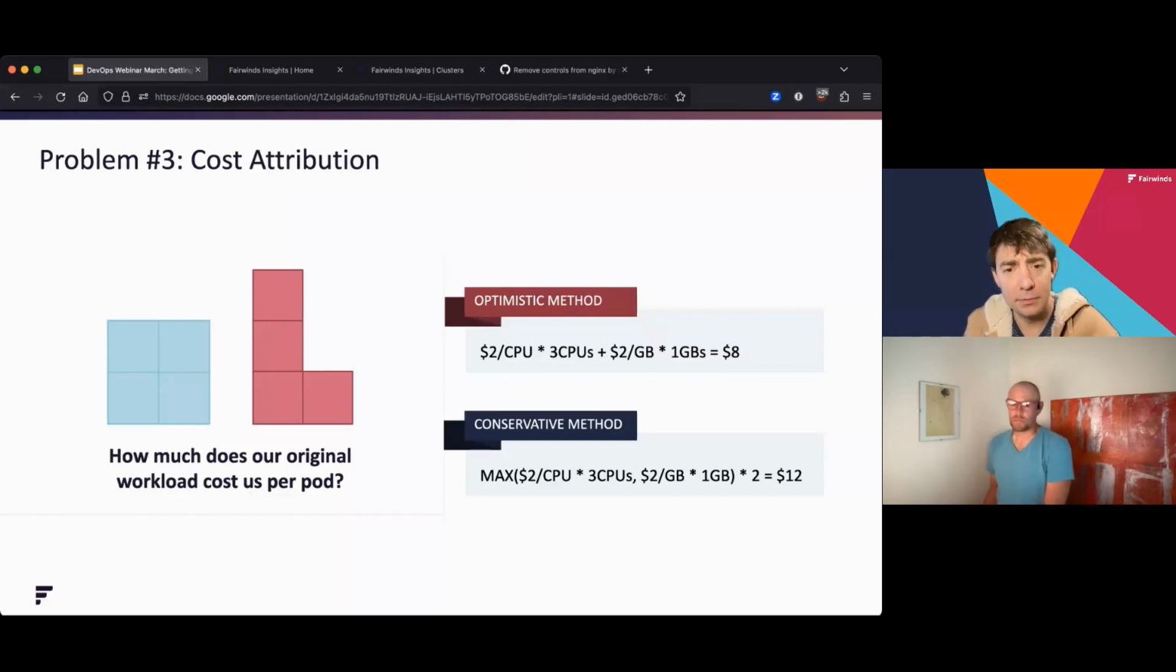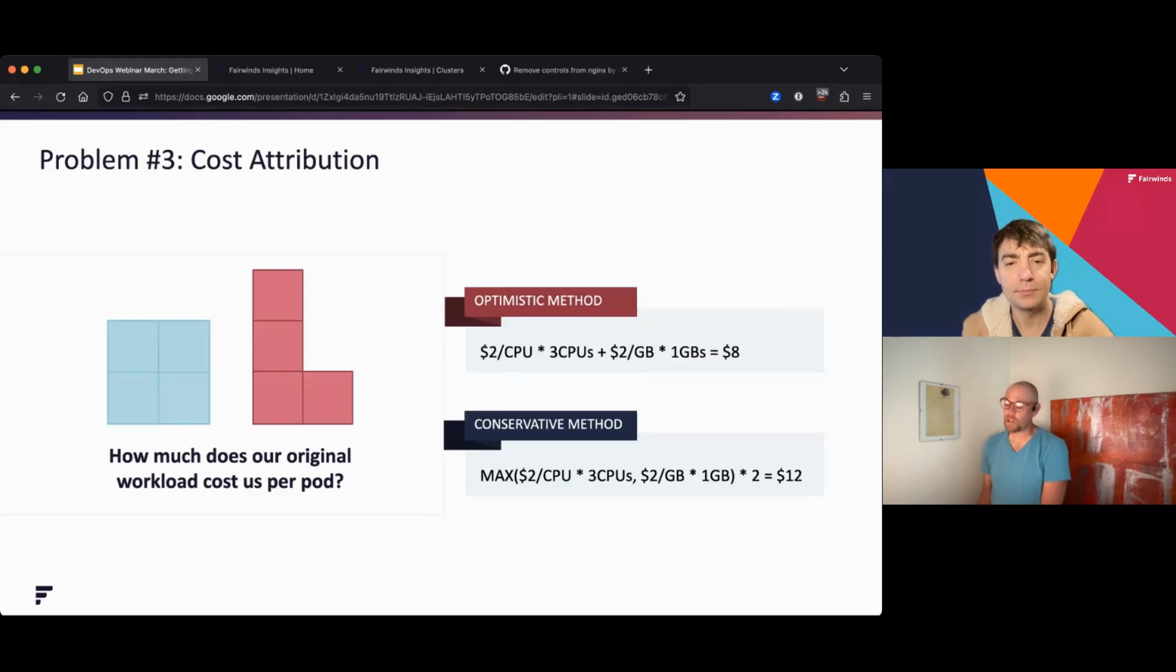The conservative method, go ahead. Explain the conservative, then I'll ask my question. Cool. So the conservative method doesn't assume that you're going to get efficient bin packing. It assumes there's going to be some waste when you have a very asymmetrical workload, so it penalizes asymmetrical workloads. In this example, we have a workload with 3 CPUs and only 1 gig of memory. The conservative method says instead of $8, this is actually going to cost $12, because we're going to have two wasted slots of memory here. So it's charging you for the maximum of your CPU and memory usage.